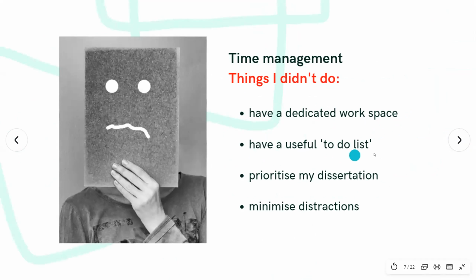Having a useful to-do list. So this is not just about what you're going to be doing in general, like, oh, I'm going to work on my literature review, but what are you actually going to be doing in the time that you've set aside? Prioritizing my dissertation. So this was like, okay, I know it's important, but I spent a lot of time worrying about what I needed to do rather than actually doing it. And minimizing distractions, I think that goes without saying.